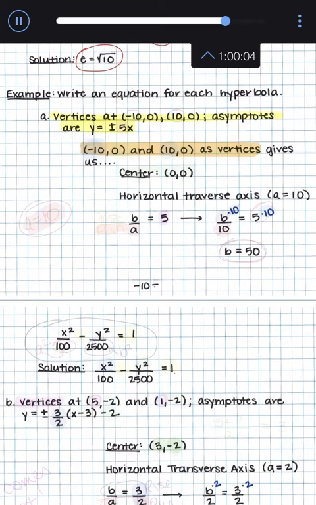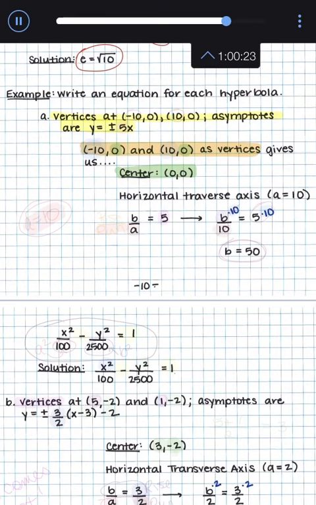So let's start out with that first piece of information, that our vertices are (-10, 0) and (10, 0). First of all, that tells us that our center, because you've gone left and right by a +10 and a -10, must have been just at 0. And we knew that the y value for the center is also 0 because the vertices had a y value of 0. So our center is (0, 0).